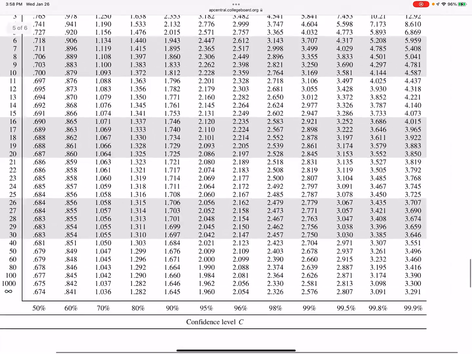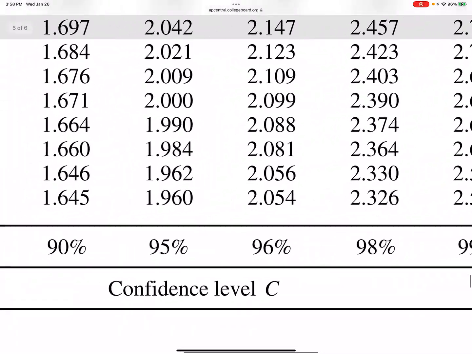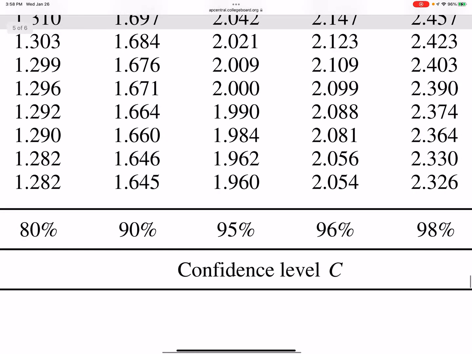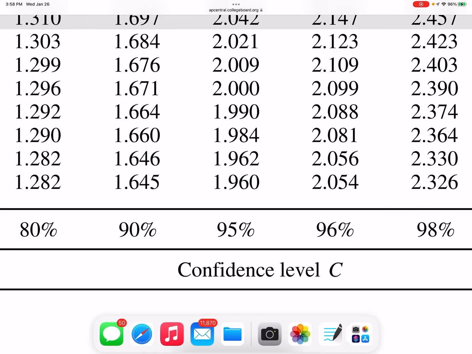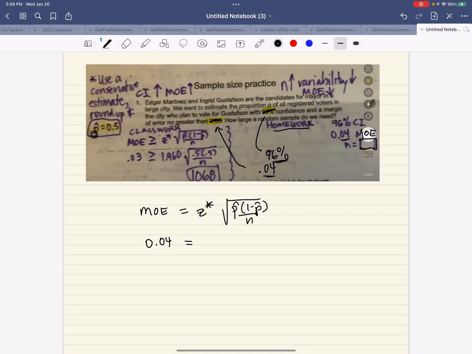I notice at the very bottom of table B it says confidence level, and the number above it is not 1.960, it's 2.054. So my z-score is 2.054. If I've got to be more confident, I've got to make the interval wider, right? And that's what I'm solving for.